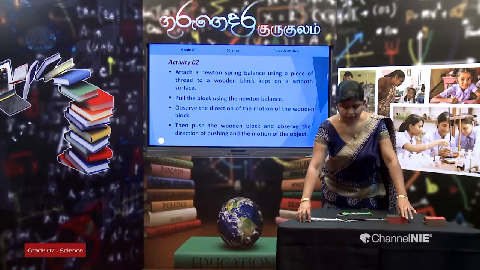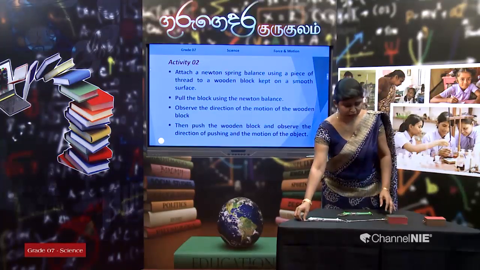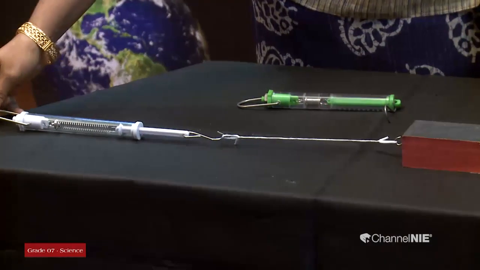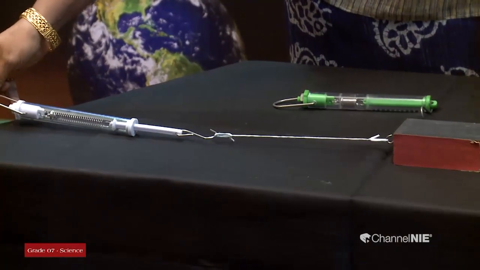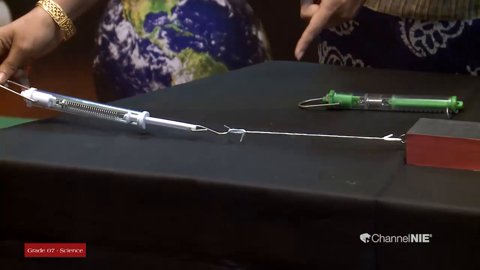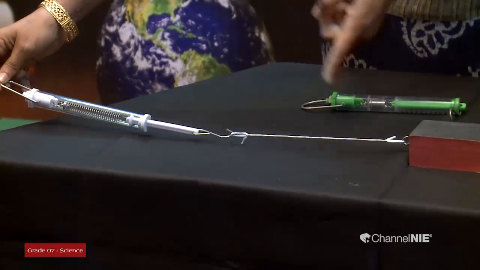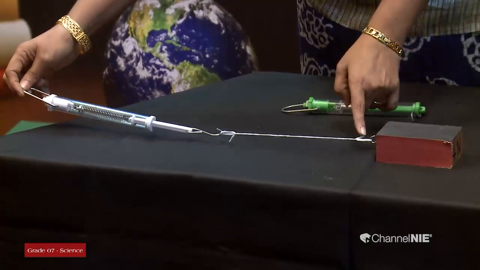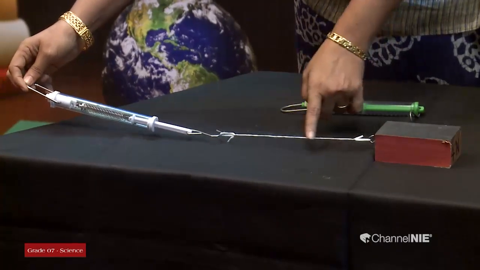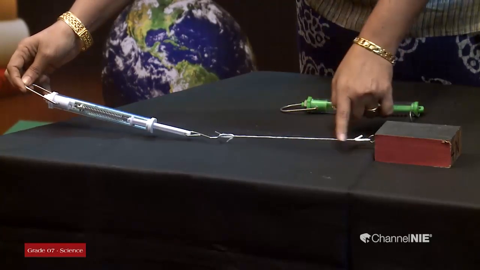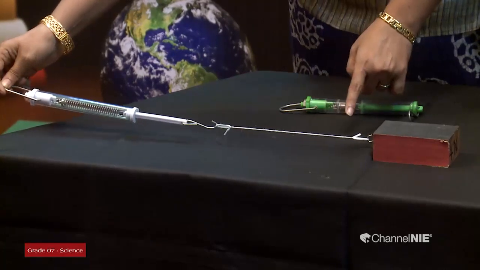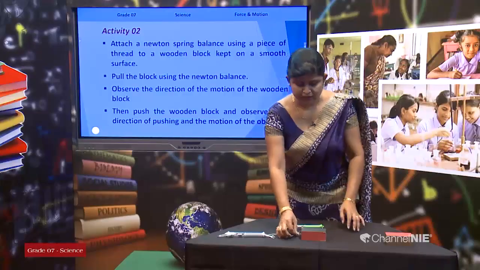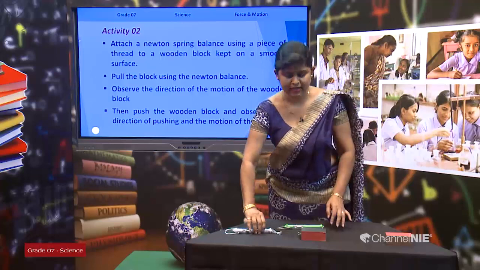My dear children, now I am going to pull the wooden block using the spring balance in this way. Now you can observe the wooden block is moving towards the direction of my pulling. Can you understand? The wooden block is moving along the direction of the thread, along the direction of my pulling.